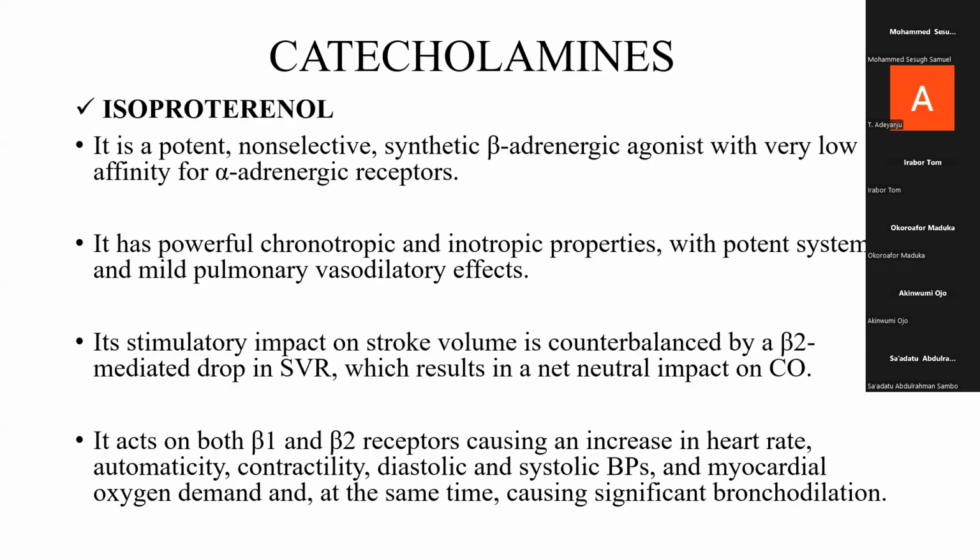Okay, so next slide. Okay, so I'll go to isoproterenol. This one is very similar to noradrenaline, but it's more beta specific, and tends to have a very low affinity for alpha adrenergic effects. So it's a very good drug with regards to chronotropic and inotropic properties. It's basically a drug that will be good for those who have very low BPs and those who are bradyarrhythmic.